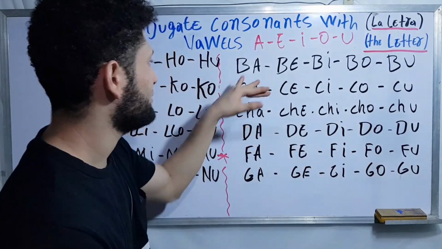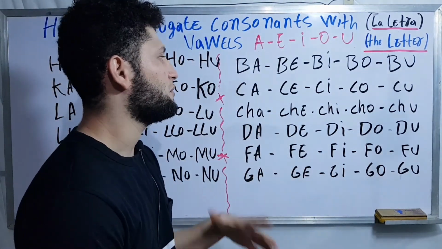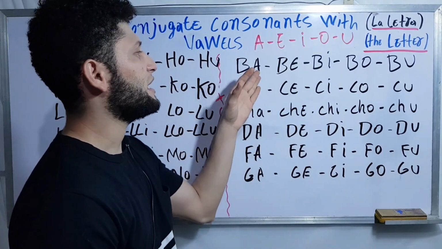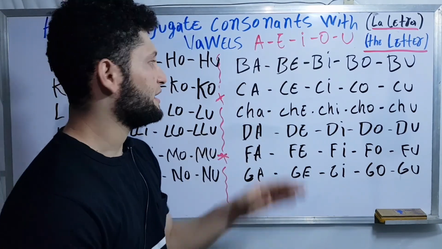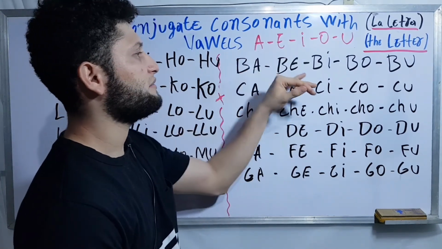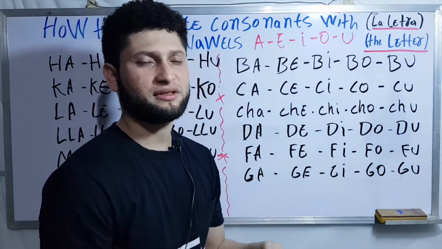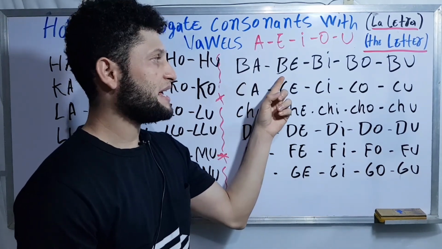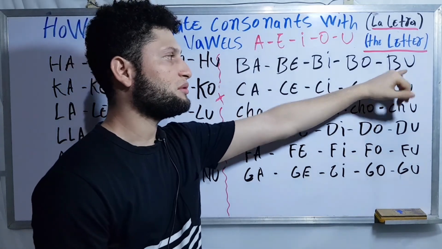Now we will combine every single consonant with every single vowel, as you see. First, the letter B with every single vowel. You can pronounce after me, please, if you want. Ba, be, bi, bo, bu.